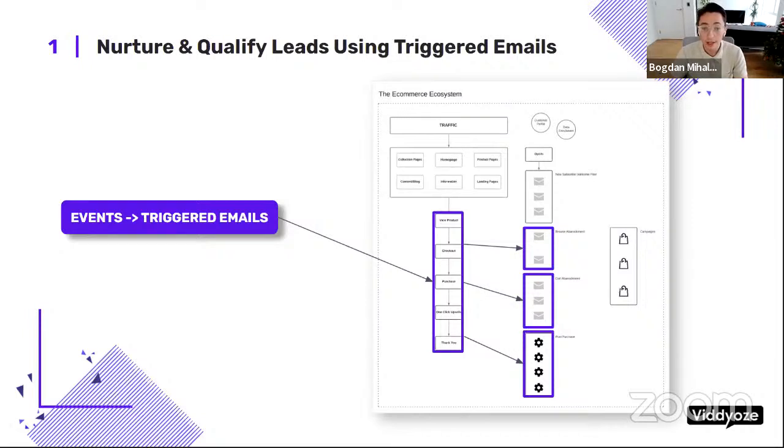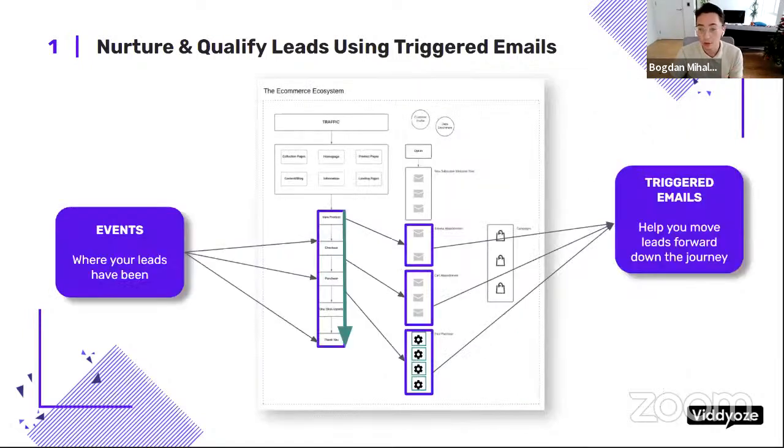Your email will trigger based on these events, and it will essentially aim to move your customers forward down the journey. And that's how it looks. So just to make a simple conclusion, events are places where your leads have been during your customer journey. Triggered emails help you move your leads forward down the journey and reach a desired goal.